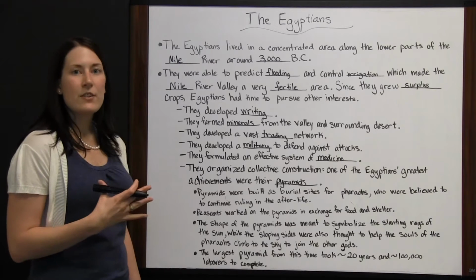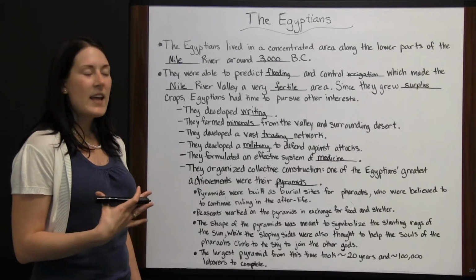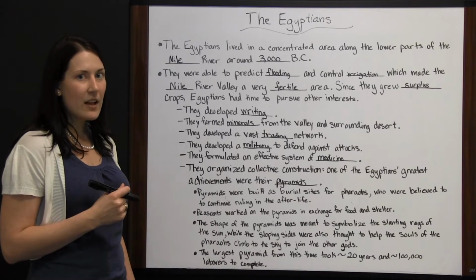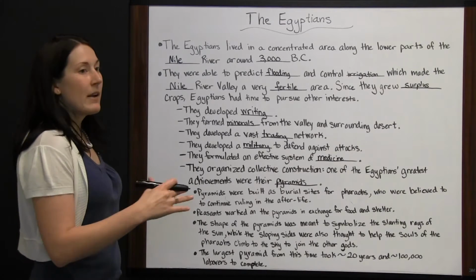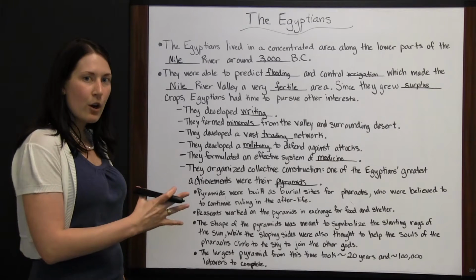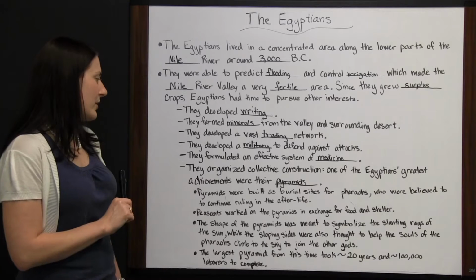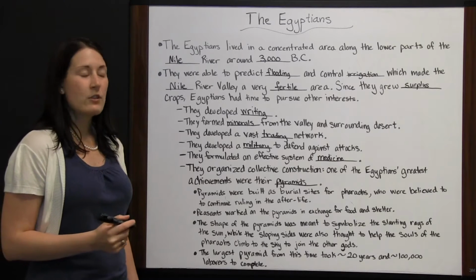They wanted them to be entertained and fed and have plenty to drink and have plenty of people to wait on them in the afterlife as well. And so they buried all of this with them, thinking it would all go with the pharaoh to the next life. Peasants worked on the pyramids in exchange for food and shelter.